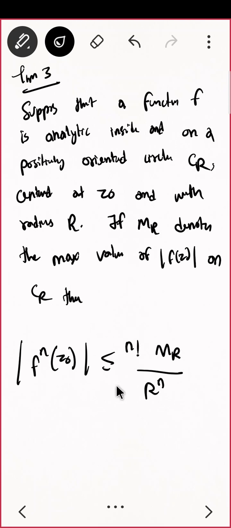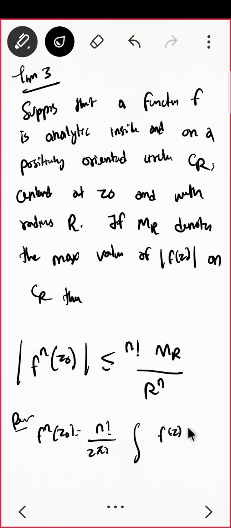What did we do all this for? I think we did it for n equal to 1. We had done this for n equal to 1, the first derivative, and this is possible by using that same extension formula. What is your nth derivative? Recall, f nth derivative at z naught equals n factorial upon 2 pi i, integral of f of z dz upon z minus z naught raised to n plus 1, correct.